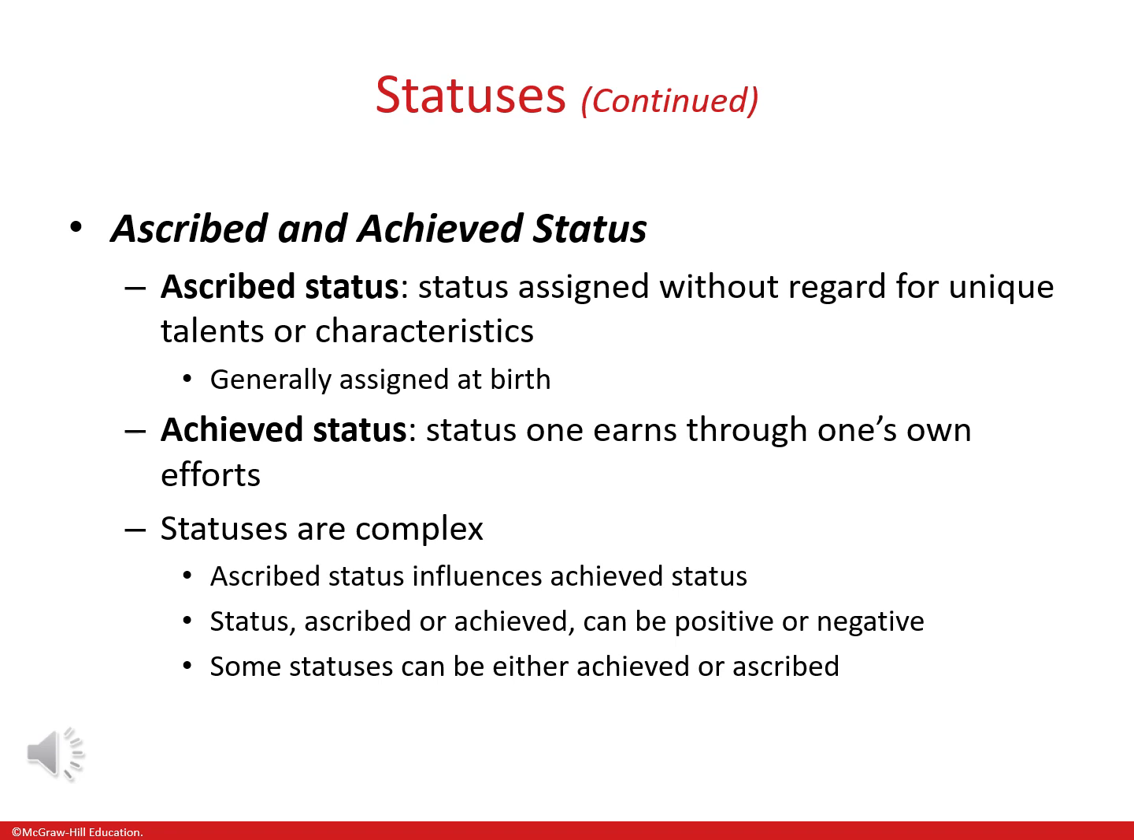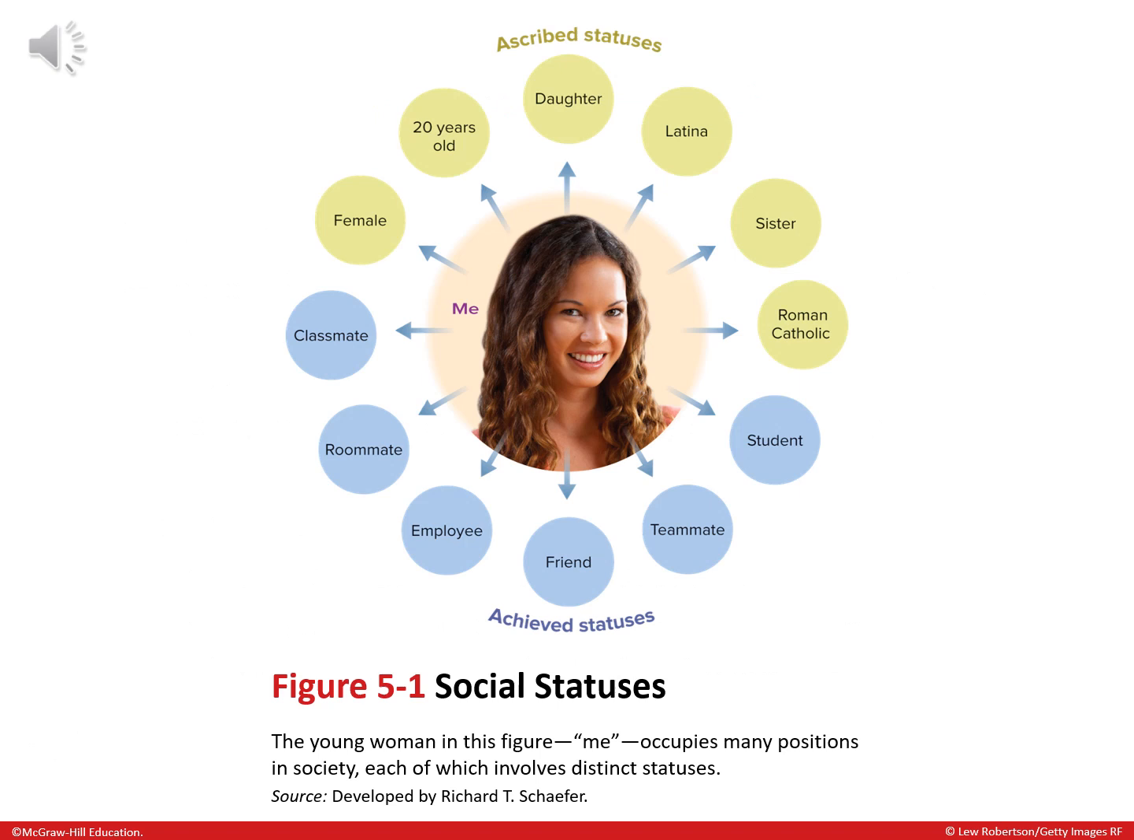Achieved status is a status that a person earns. You can think of somebody getting a promotion, getting a title as far as their accomplishments. Any of that would be an achieved status. This figure is an example of ascribed and achieved statuses. An example of an ascribed status would be that she's Latina and that she's a daughter. And then achieved status would be that she's a roommate or a friend.